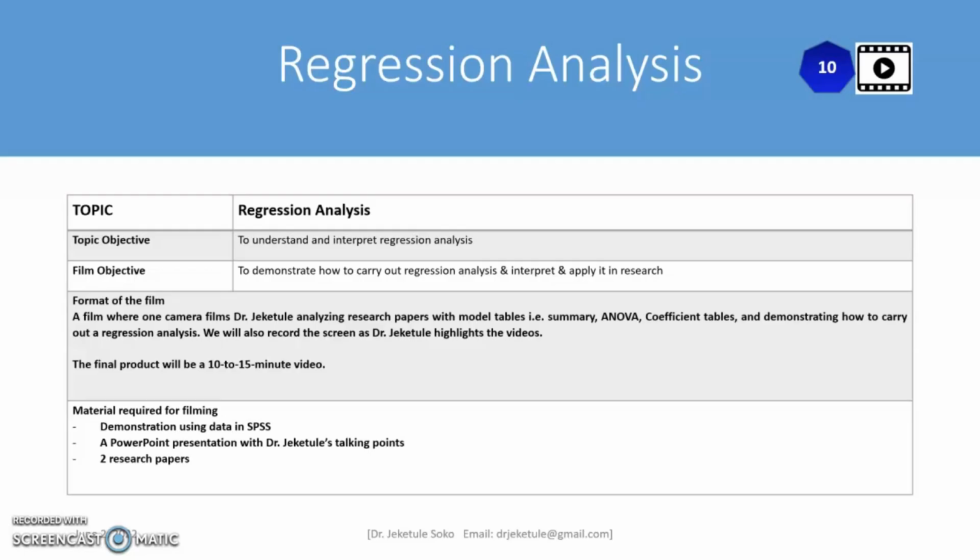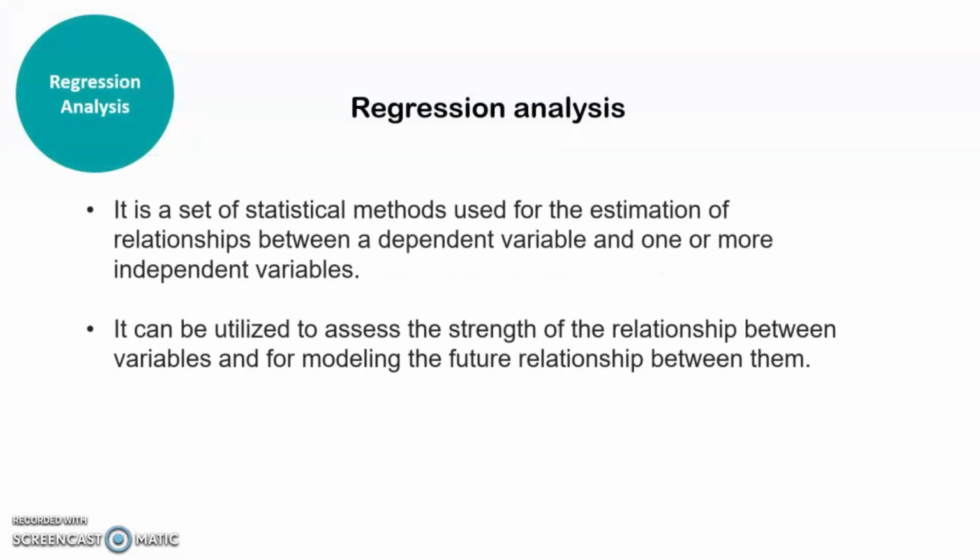Welcome to this lesson on regression analysis. In the previous lesson, we looked at correlation analysis, and we were looking at the relationship of two variables. In this lesson, we'll look at the association of more than two variables. So we want to find the estimation of the relationship between the dependent variable and one or more independent variables.